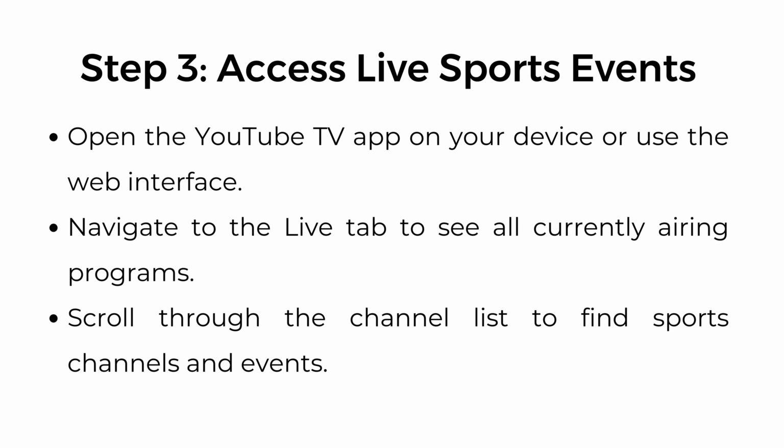Open the YouTube TV app on your device or use the web interface. Navigate to the Live tab to see all currently airing programs. Scroll through the channel list to find sports channels and events.